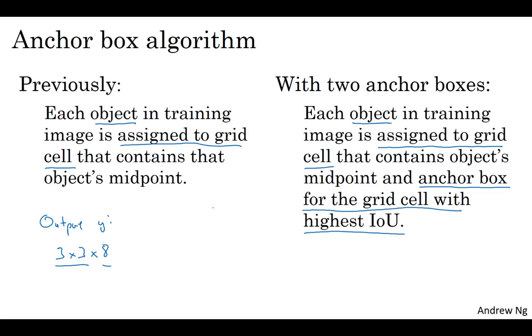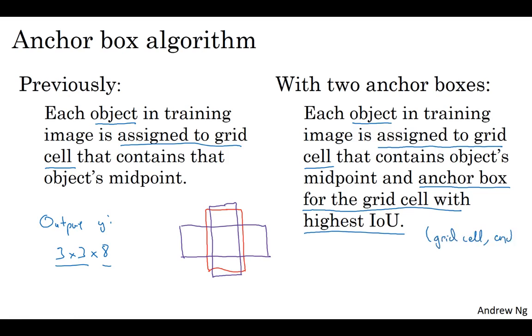So if you have an object with this shape, what you do is take your 2 anchor boxes. Maybe one anchor box is this shape, that's anchor box 1. Maybe anchor box 2 is this shape. And then you see which of the 2 anchor boxes has a higher IOU with the ground truth bounding box. And whichever it is, that object then gets assigned not just to a grid cell, but to a pair. It gets assigned to a grid cell, comma, anchor box pair. And that's how that object gets encoded in the target label.